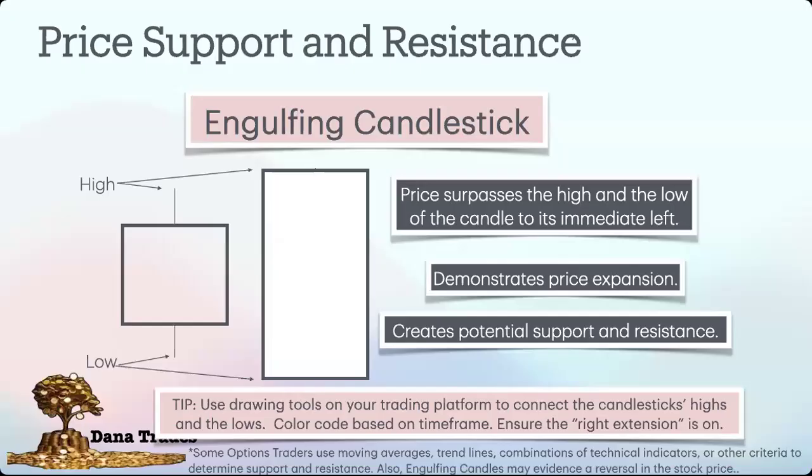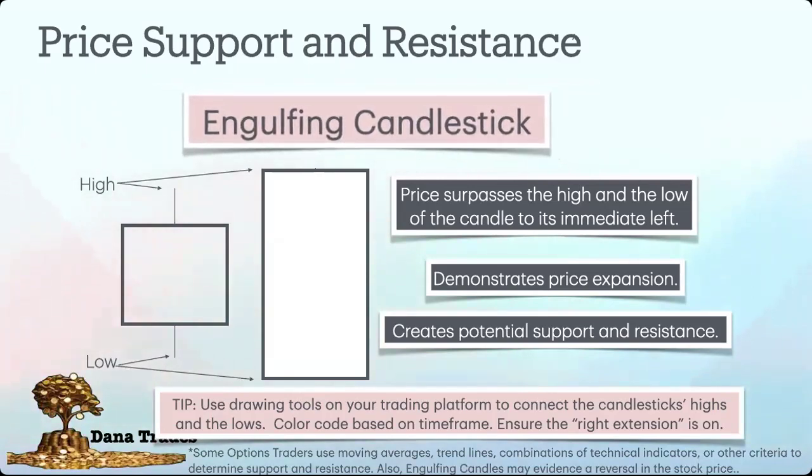One way to help identify price support and resistance is with engulfing candlesticks. Some options traders utilize technical indicators like moving averages, trend lines, RSI, and other data to determine price support and resistance. Now, I encourage you to check out the education materials available through your brokerage platforms to find out if those other indicators may fit your personal style. For purposes of this course, I will demonstrate how I utilize the engulfing candlestick to identify price support and resistance. So let's dive in. What is an engulfing candlestick?